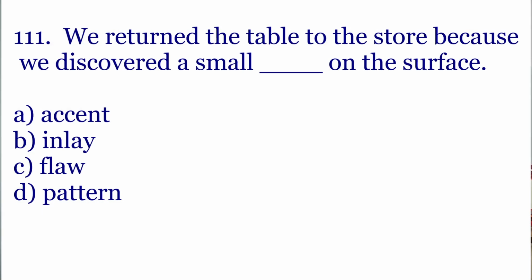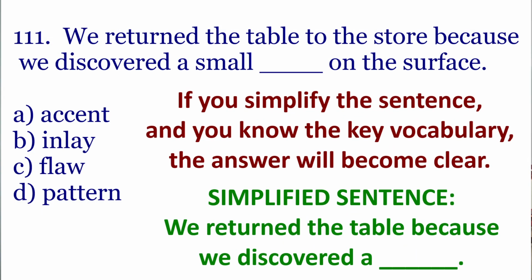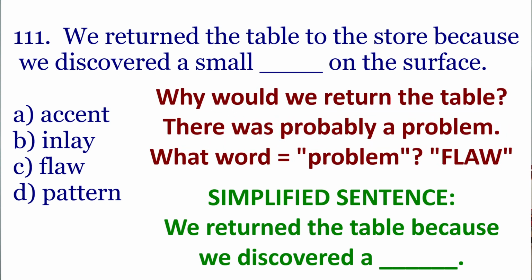Number 111. For this one, simplify it. Make it as simple as you can. So we can just say, we return the table because we discovered a small what? Why would we return the table? Because there's a problem with the table. That's why. That's a good reason. There is something negative. Which word is negative? The answer is C, flaw.